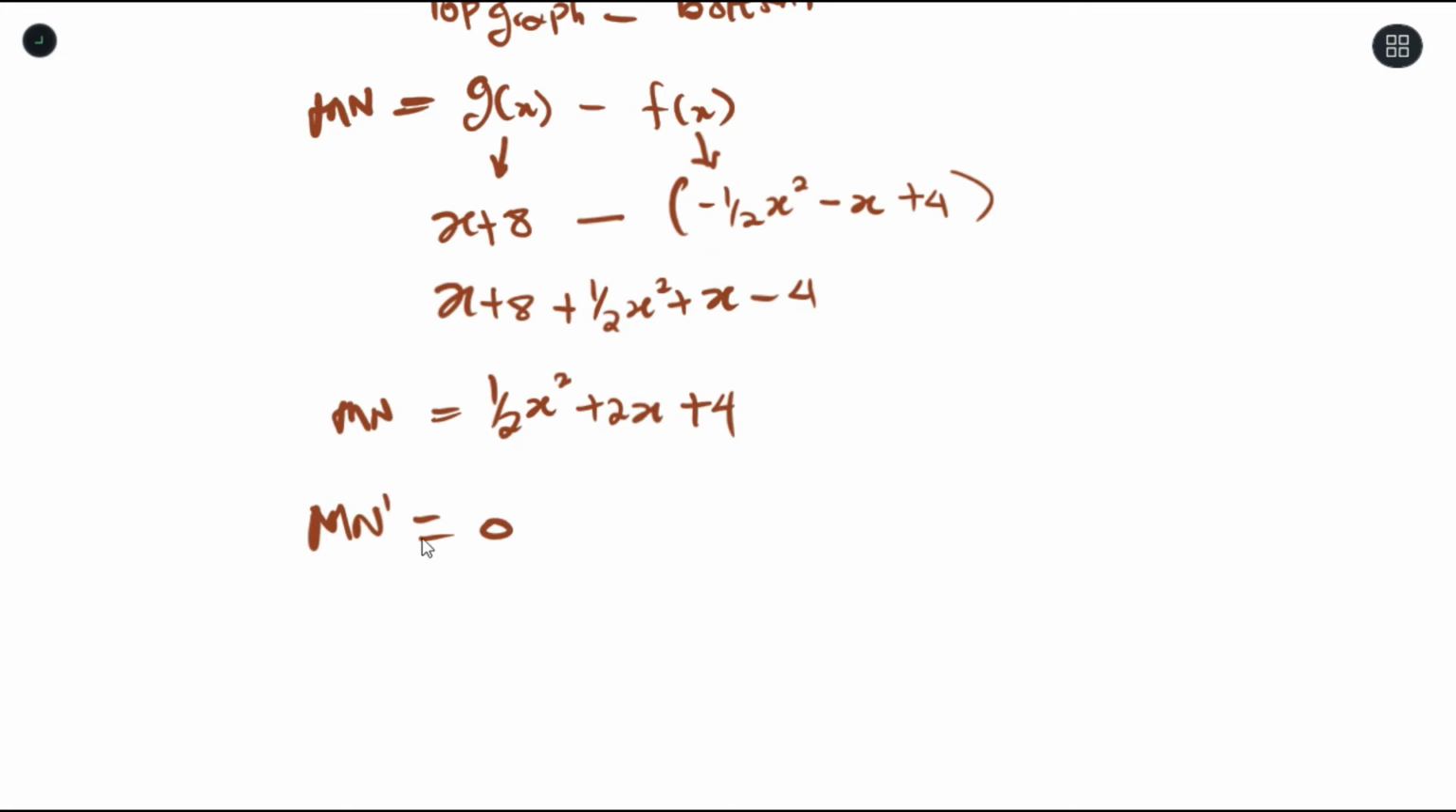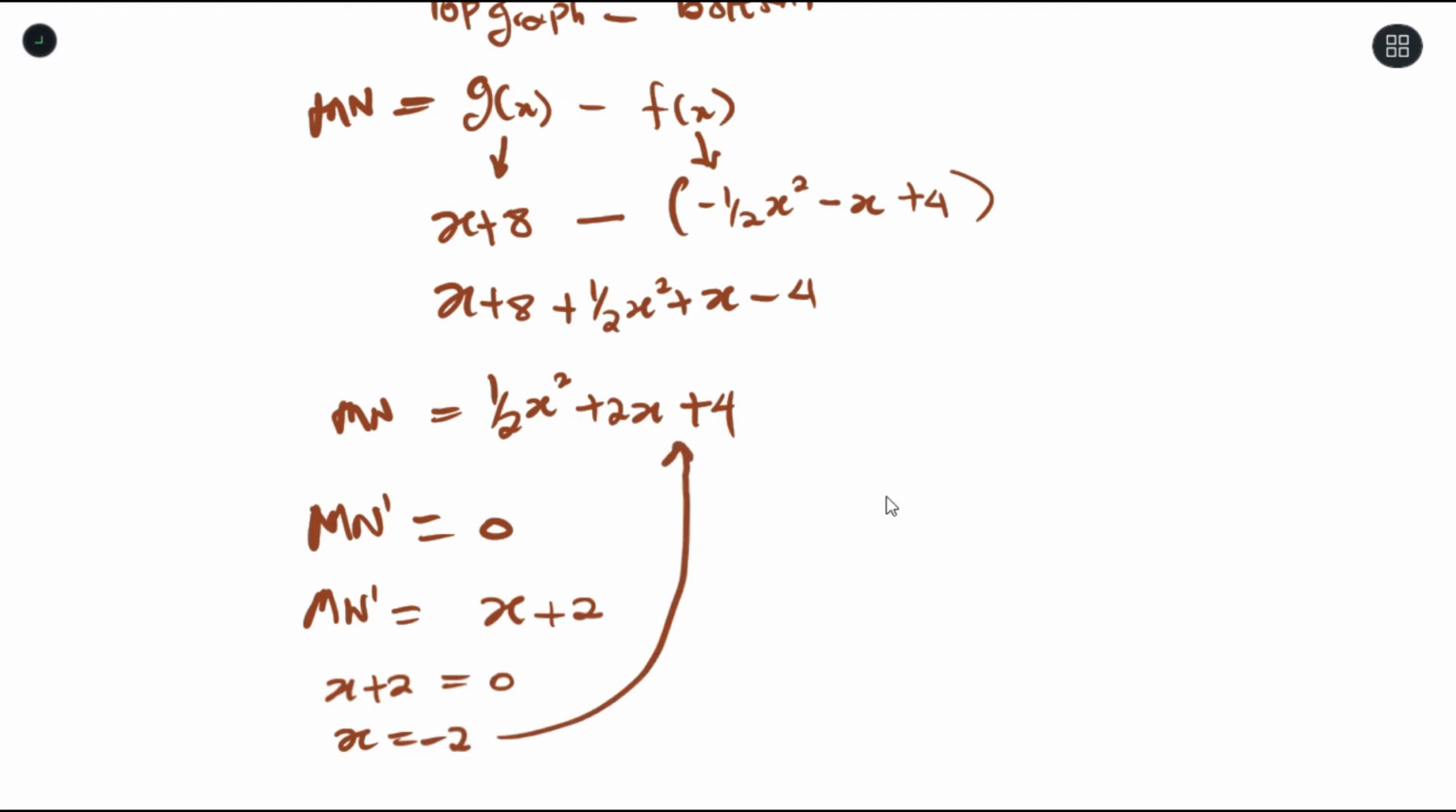Okay, so I'm going to say the derivative of this is equals to 0. So therefore, the derivative of Mn is x plus 2. Okay, so now we'll say that x plus 2 is equals to 0. So therefore, x is equals to negative 2. To get the minimum length, I will take this negative 2 and substitute it into the original equation of Mn. Okay, so 1 over 2 negative 2 squared plus 2 negative 2 plus 4.